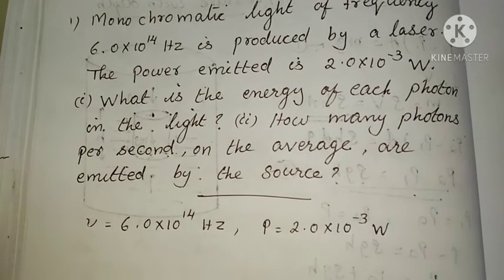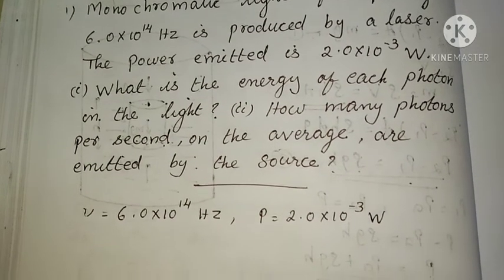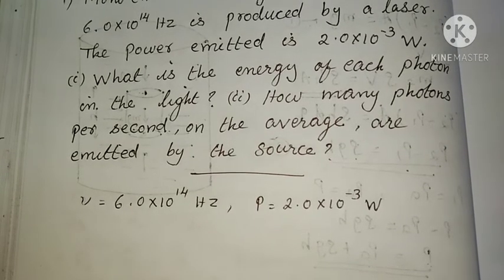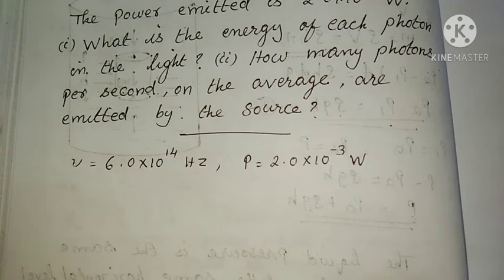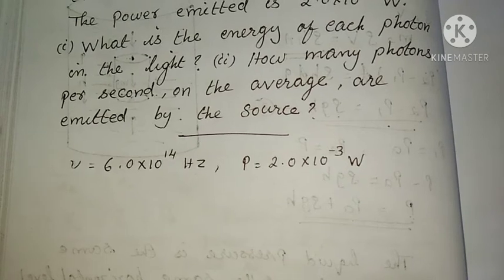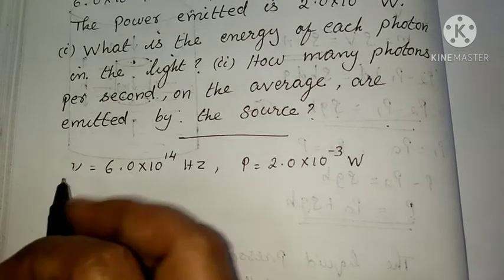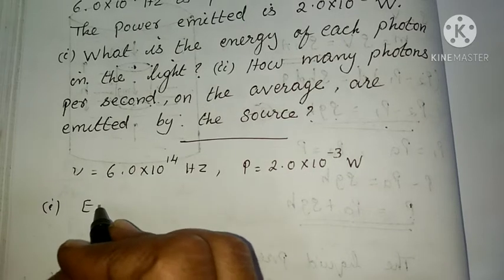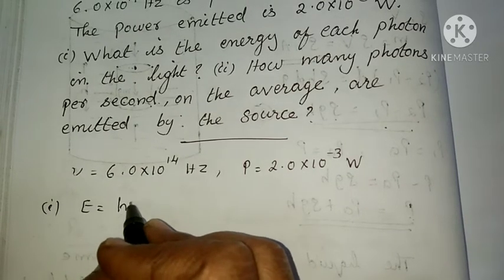So the frequency of the light is given as 6 into 10 raised to 14 Hz and the power emitted is 2 into 10 raised to minus 3 watt. So you want to find out what is the energy of each photon in the light. So we can write the first part, energy of each photon, that is E equal to h nu.